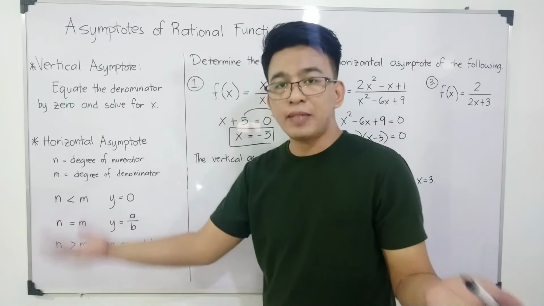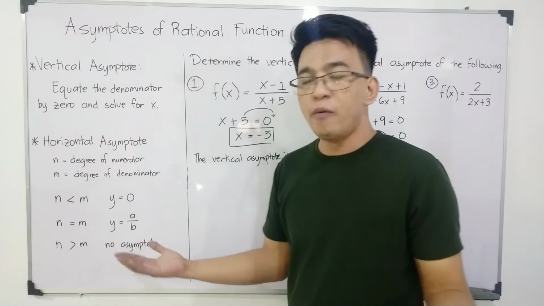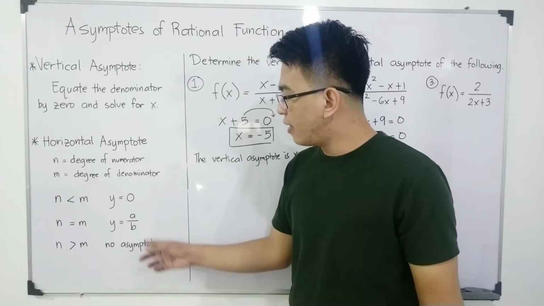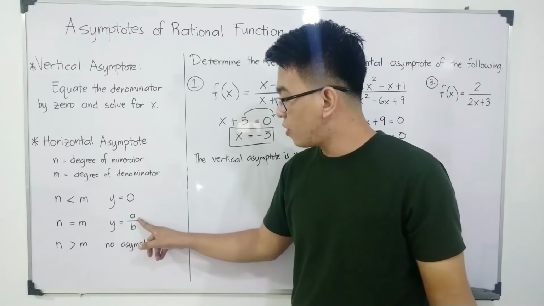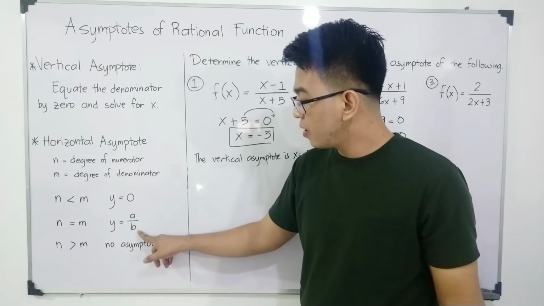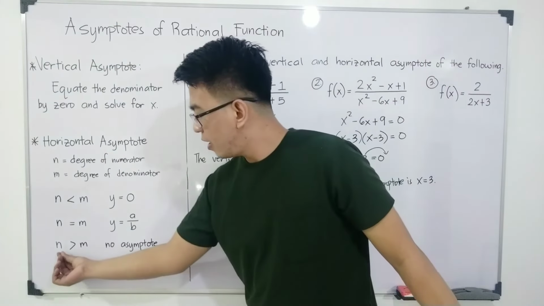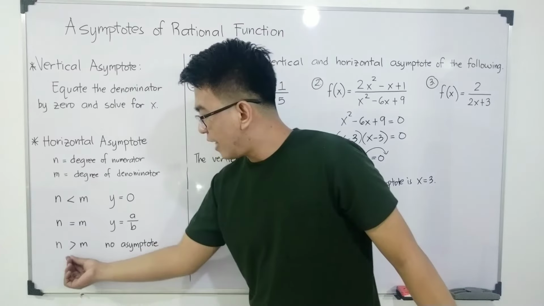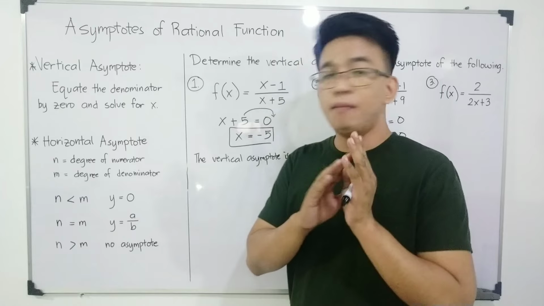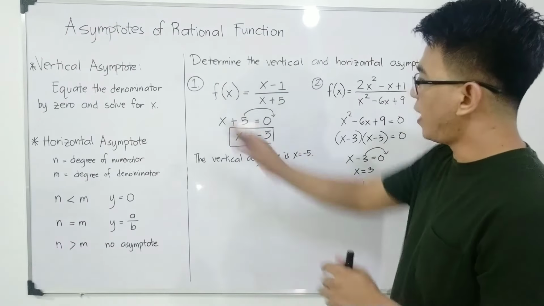Or, para mas madali na lang, if n is equal to m, para makuha mo yung horizontal asymptote, you will divide the leading coefficient of your numerator, which is a, and the leading coefficient of your denominator, which is b. Later on, elaborate natin yan. At ito naman, if n is greater than m, ibig sabihin walang nag-exist na horizontal asymptote. So let's dive into number 1.